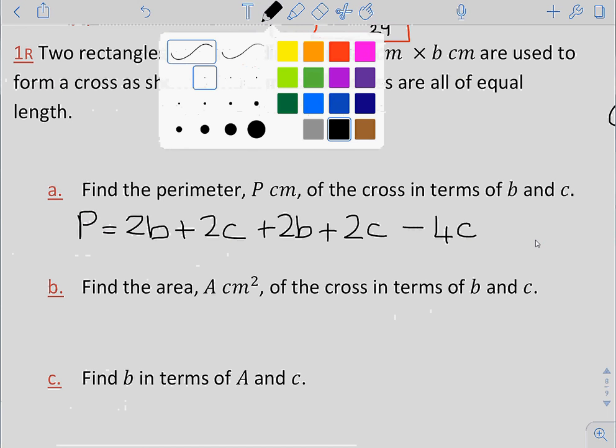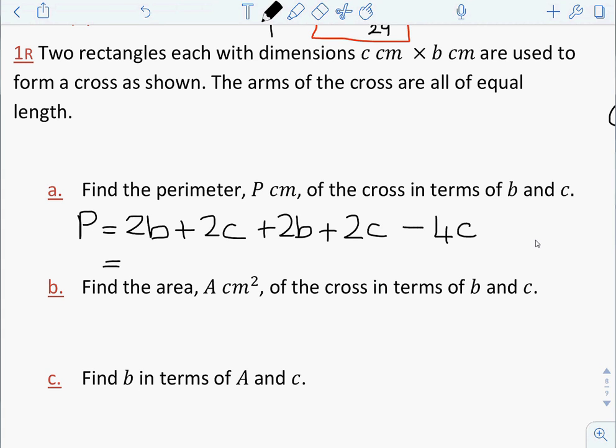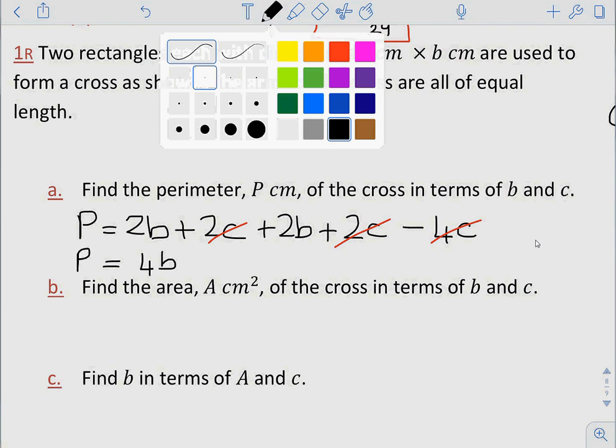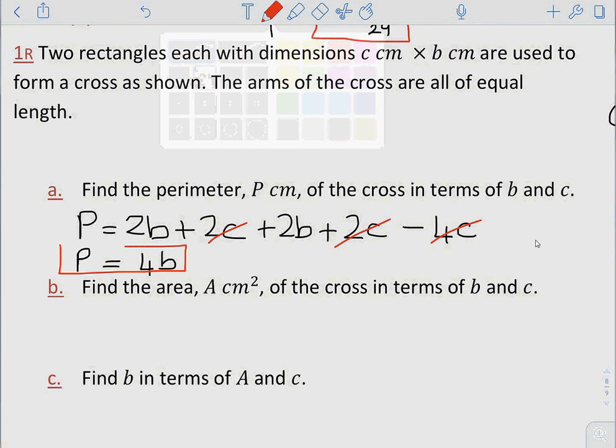When I simplify this, I get 2b plus 2b is 4b, and 2c plus 2c is 4c, but then I'm going to minus 4c. So it's like saying we're going to cancel out this with this one here. My solution for this question is p equals 4b.